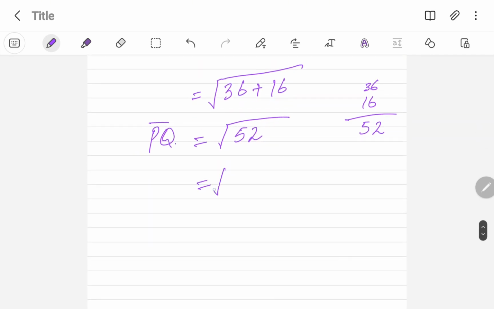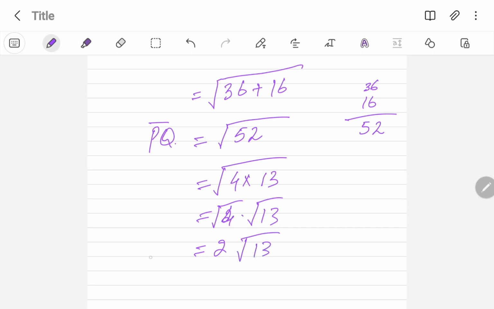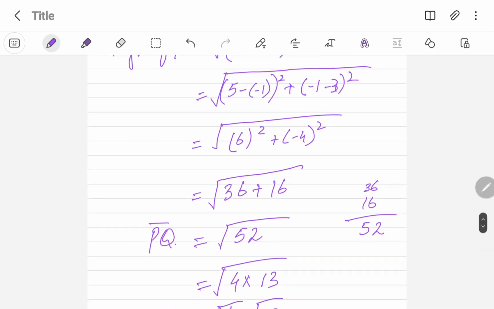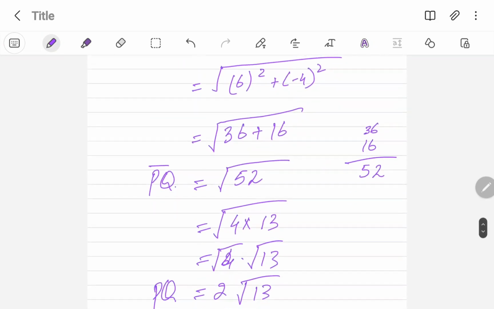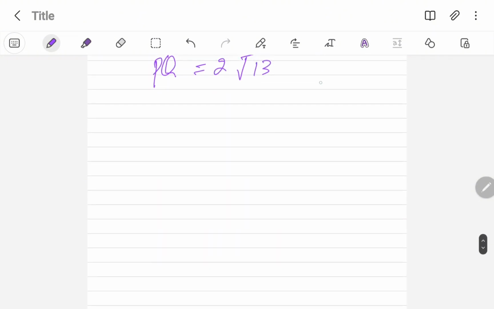It can be simplified: 4 into 13. Under root 4 into under root 13, it will be 2 under root 13, which is equal to PQ. Also given is that the length of PQ is equal to 2 under root n. Putting the values, 2 under root n is equal to 2 under root 13.